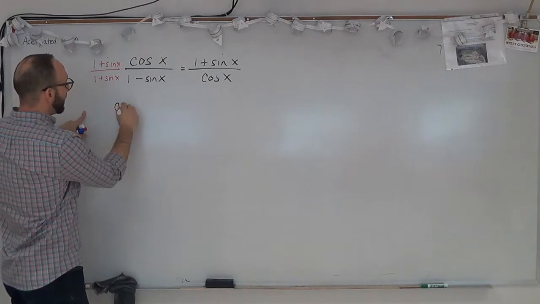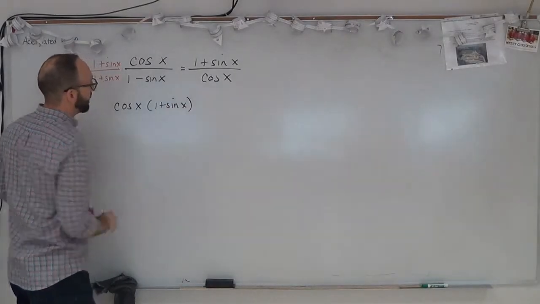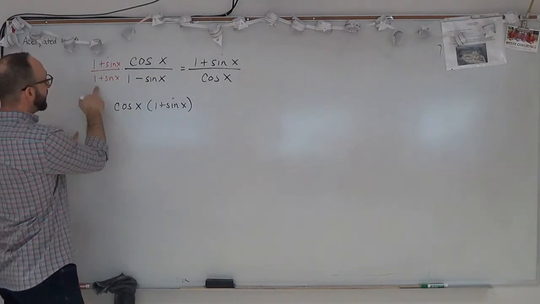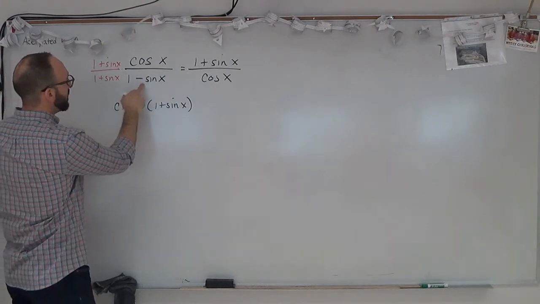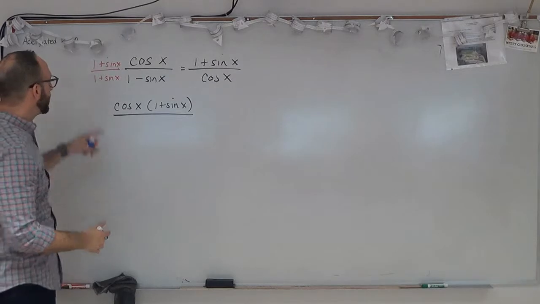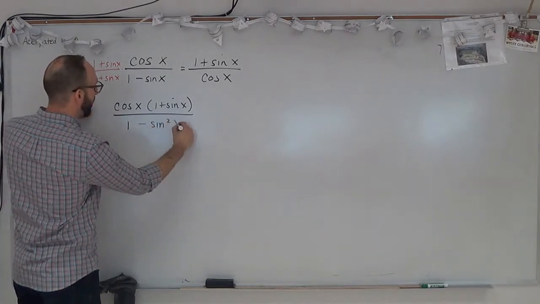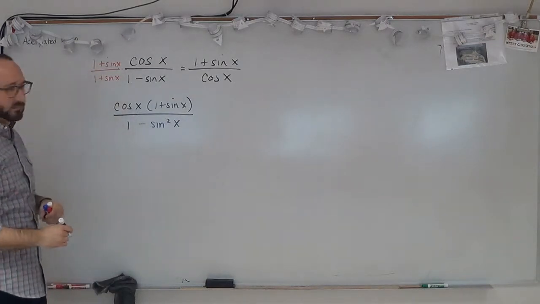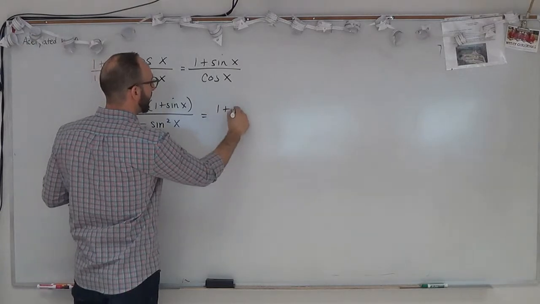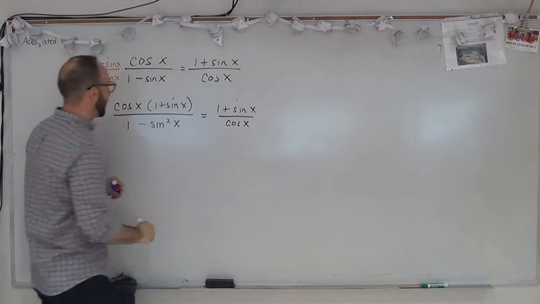I'm just going to leave the top as that expression for now, and you're going to see why in just a second. Now 1 plus sine x times 1 minus sine x, that's the difference of squares pattern. So what we end up with is 1 minus sine squared x. And again, this is supposed to equal 1 plus sine x over cosine x.